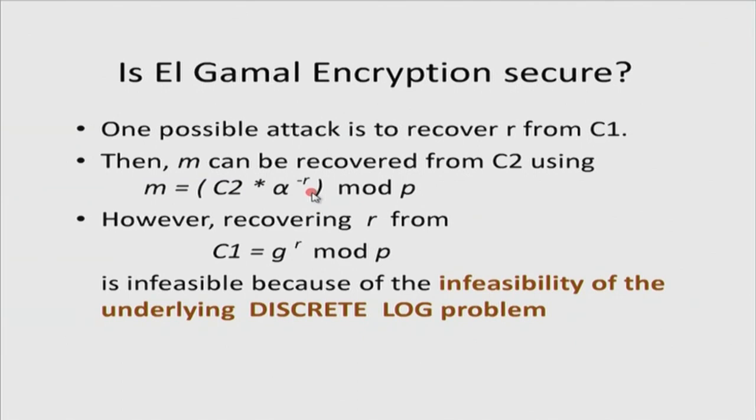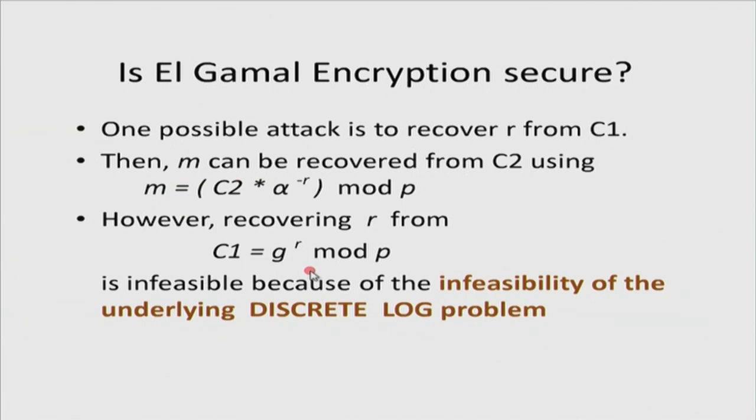And how do I get r? I know that r is related to C1. These two things are part of the ciphertext. I know that C1 is g raised to r mod p, so I solve the discrete log problem and try to recover r. Once I recover r, I use it over here. I know C2, I know her public key, and now I've recovered r from this. So I do this operation and I get the message M. So this is what the hacker thinks. Where is the hacker wrong?